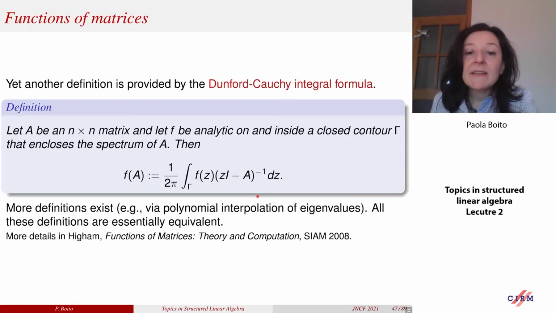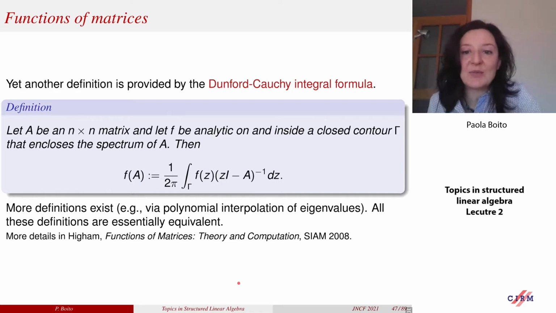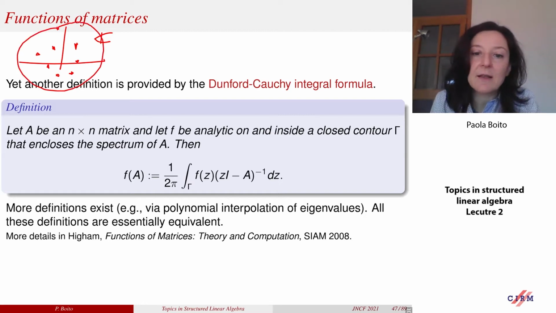And yet another definition, which is very elegant, is based on the Dunford-Cauchy integral formula, which is a generalization of the usual Cauchy formula for evaluating a function in the complex plane. So suppose as usual that A is an n by n matrix, and suppose f is a function that's analytic inside a closed contour gamma that encloses the spectrum of A. So we have the complex plane, and in the complex plane we will have the eigenvalues of the matrix, and this contour gamma must be something that encloses the eigenvalues. So it could be something like this, for instance.